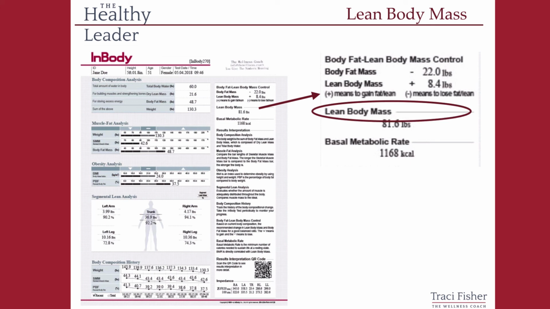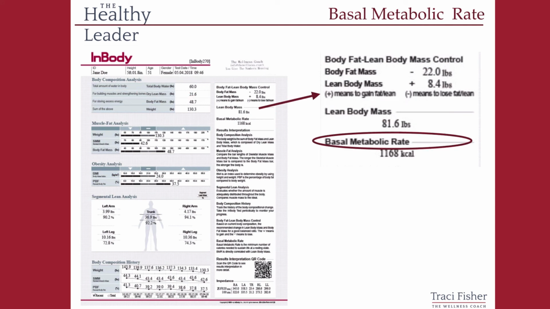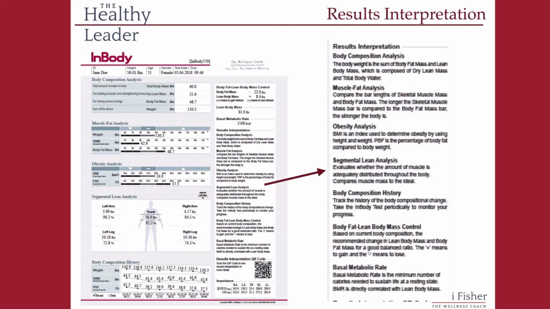And then we already talked about the lean body mass, which are those top 2 numbers in the body composition analysis. And then finally is the basal metabolic rate. Your basal metabolic rate is basically the number of calories that you need in order to maintain your essential basic functions, and it allows you to guide your nutrition plans to help you reach your body composition goals. And then the final area is blown up here, and it's just the results interpretation, which gives you a short definition of all of the areas that we just spoke about.